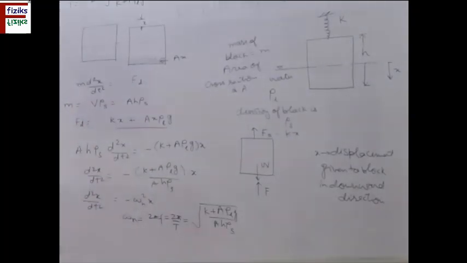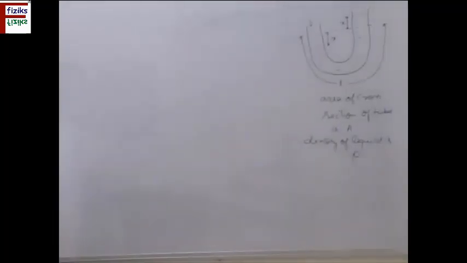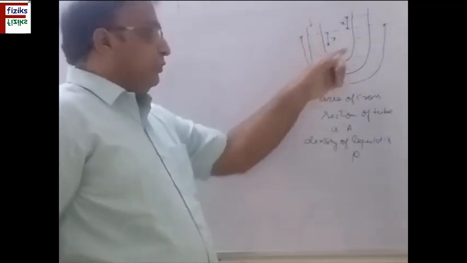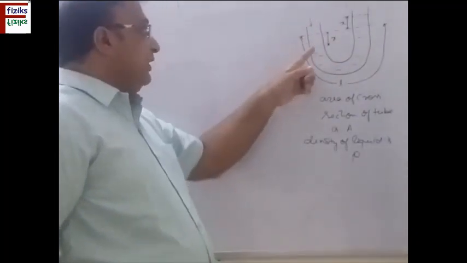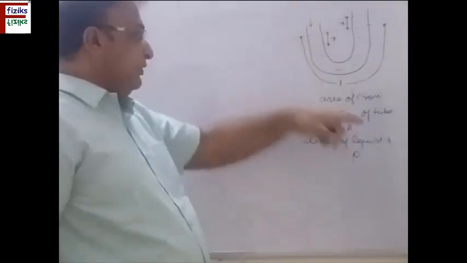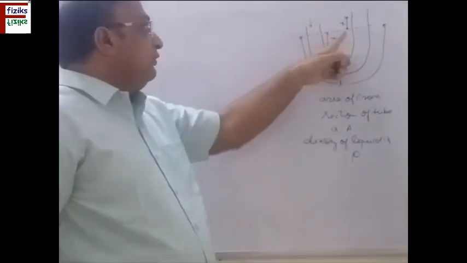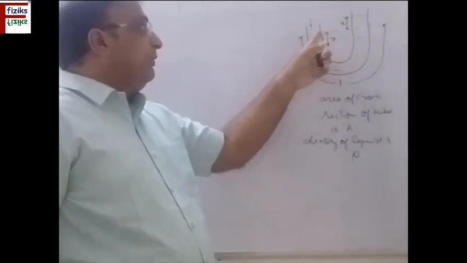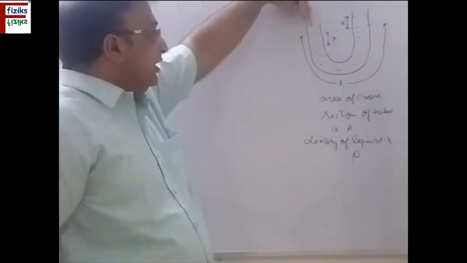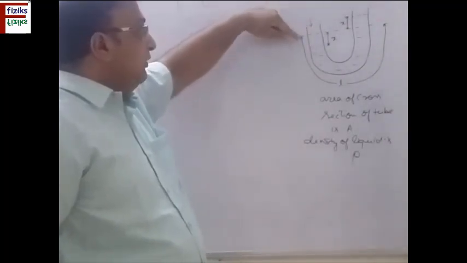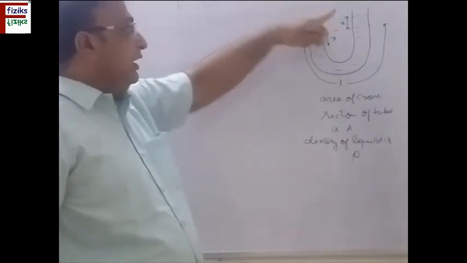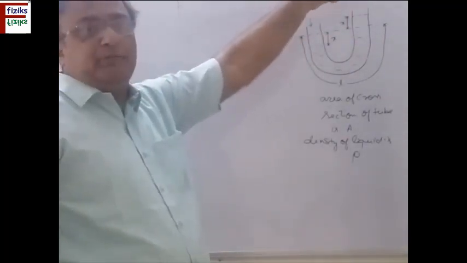Now again we have this type of problem in which we have a U tube. It is filled with a liquid of density rho. Area of cross section of the tube is A. Initially, this is the level of the liquid filled. It is in equilibrium. Now, if I apply a force or a pressure like this, then the liquid descends in the left limb and ascends or rises in the right limb.